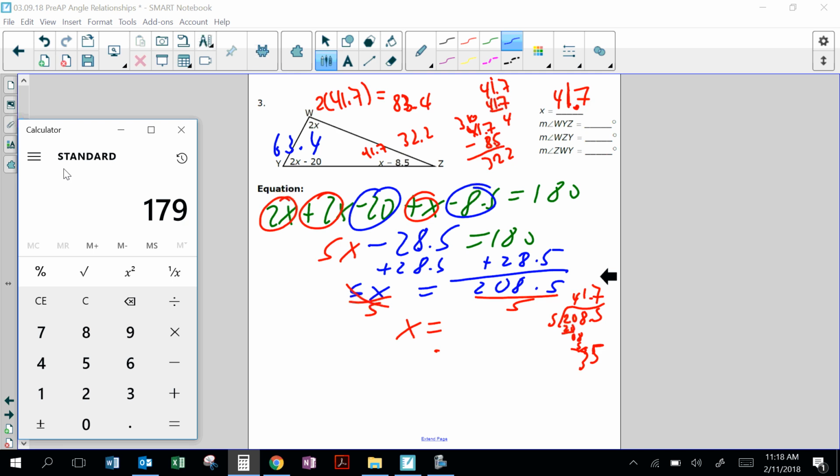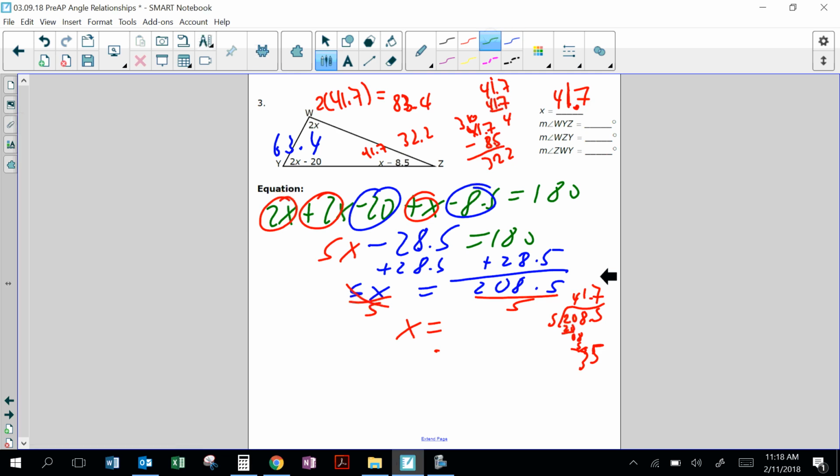What? All right, I made a mistake. See, I knew I made a mistake here. Two groups of 41.7, 83.4, yeah. And then I replace the x with 41.7 minus 8.5. Oh, I knew I made a mistake here. Let's go back to the subtraction.